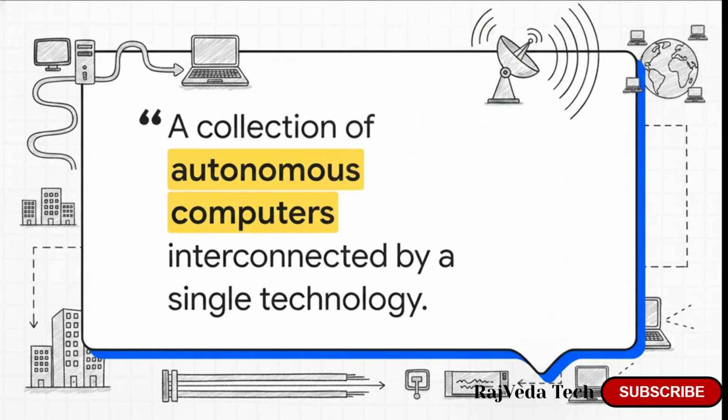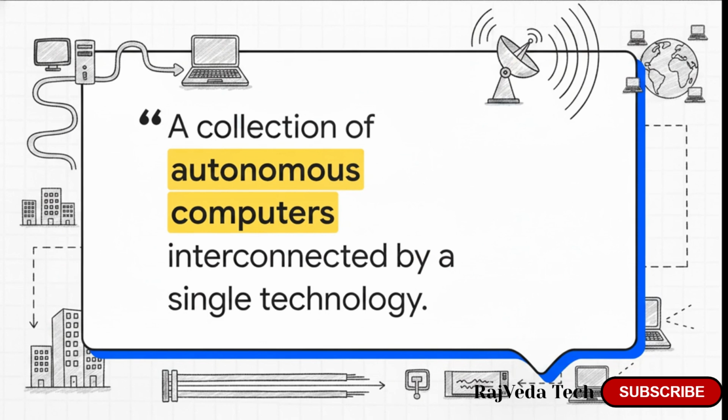Okay, let's zoom all the way out. We've spent time in the weeds, looking at the micro level, just a simple exchange between two devices. But what happens when we take millions of these individual conversations and link them all together? Boom, we get a network. The formal textbook definition is a collection of autonomous computers interconnected by a single technology.